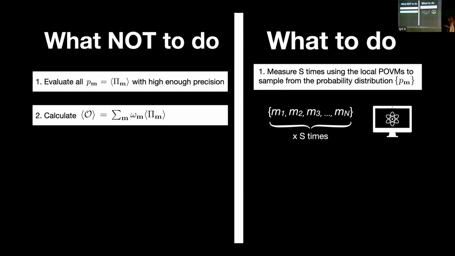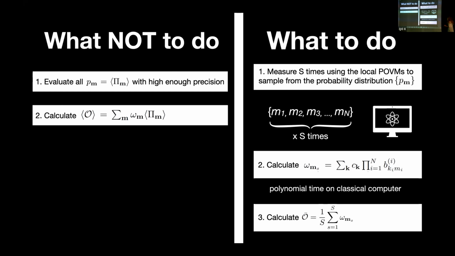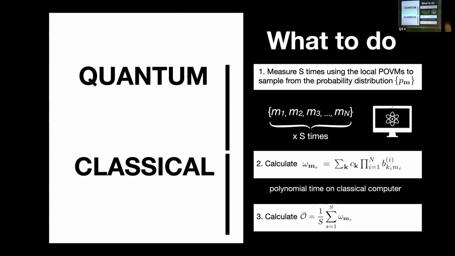And then, after you do this, you can calculate these coefficients, because now you have sampled this M_S. So you calculate the corresponding coefficients, and this requires only polynomial time on a classical computer. And finally, you calculate the estimate of the mean value just as an average. So notice that this has two parts. This is a quantum part because it exploits measurements on a quantum system, and this is classical. This is all done on a classical computer, and it's efficiently performed.